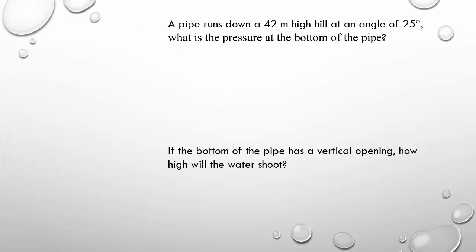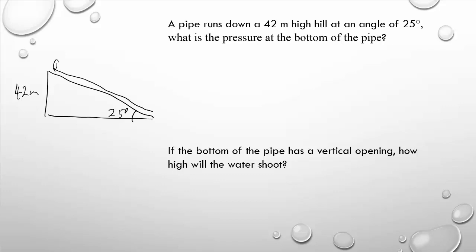Alright, one more thing to look at. We have a pipe running down a 42-meter high hill. So we've got some hill here. It's a 25-degree angle, so kind of a long hill like this. And we're given this over here is 42 meters. This here is my angle. And I want to know the pressure at the bottom of the pipe. So I've got some pipe here running along the hill.